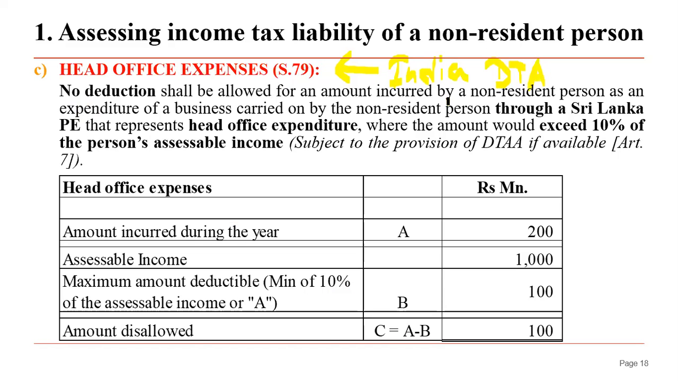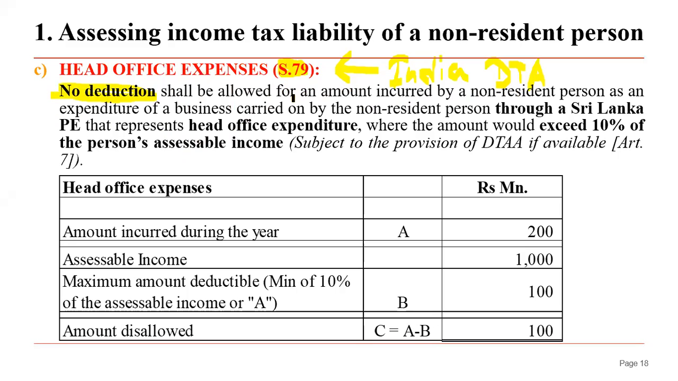Then you have to go with this provision, section 79. Section 79 is an important section in the case of non-resident. Then 69 is important, 52, 62, 79. Those provisions are very important when you are discussing non-residents. Then the head office, I will explain. No deduction shall be allowed for amounts incurred by a non-resident. No deduction allowed.